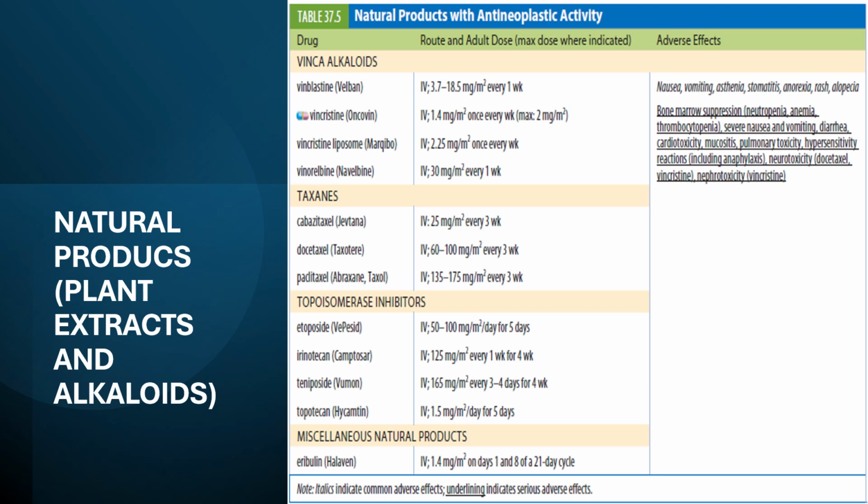Docetaxel is approved to treat solid tumors, and cabazitaxel, a newer taxane, is indicated for hormone refractory metastatic prostate cancer. Bone marrow toxicity is usually the dose limiting factor of the taxanes.